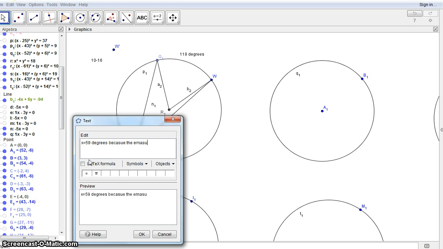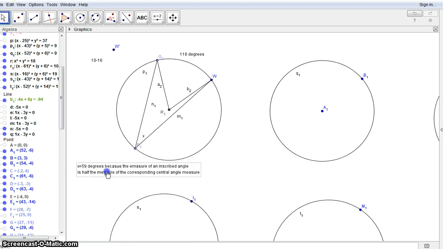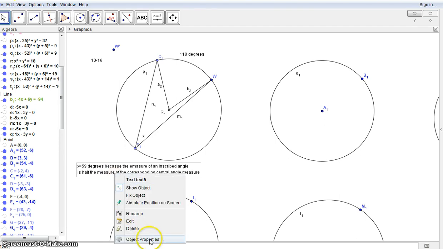Because the measure of an inscribed angle is half the measure of the corresponding central angle measure. So you're going to find a way to use the information in the text, in the math notes, Methods and Meanings, more circle vocabulary. You're going to find a way to develop a strategy for learning those relationships and that vocabulary.